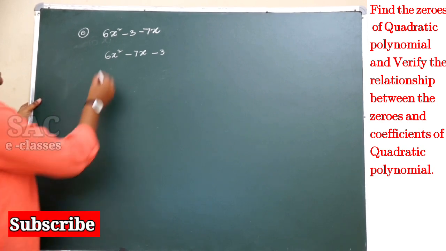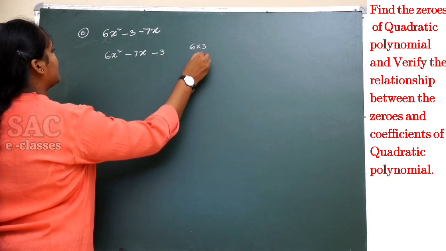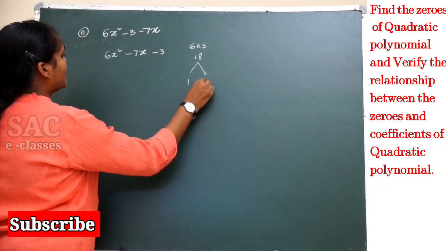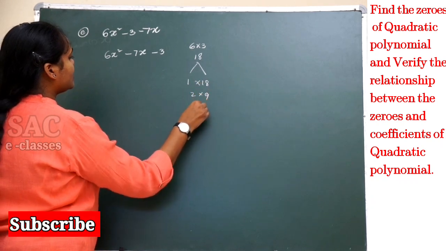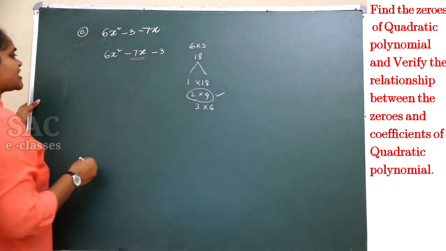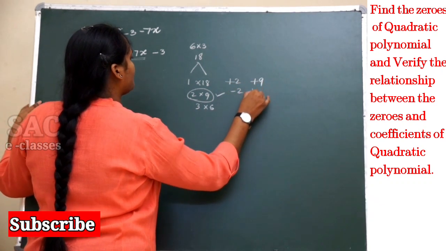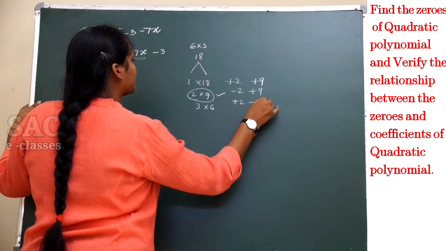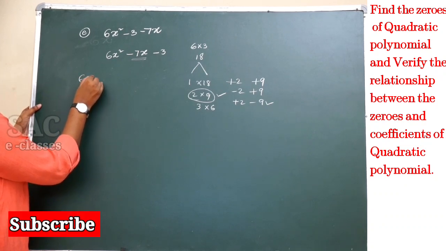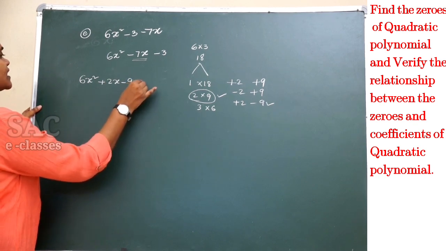To factorize this one, 6x square minus 7x minus 3, 6 into 3 is 18. Just write the factors of 18: 1 into 18, 2 into 9, 3 into 6. 2 and 9 are the possible pair to express as minus 7. So plus 2 plus 9, minus 2 plus 9, plus 2 minus 9. Which is the best one? Plus 2 minus 9. Now, express it as 6x square plus 2x minus 9x minus 3.